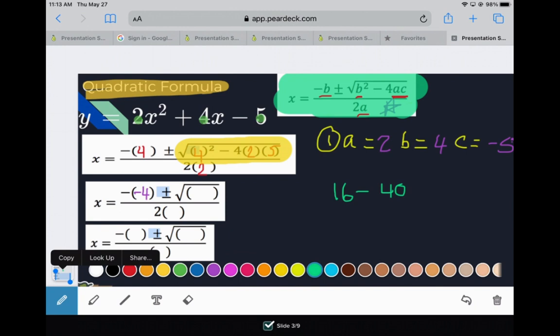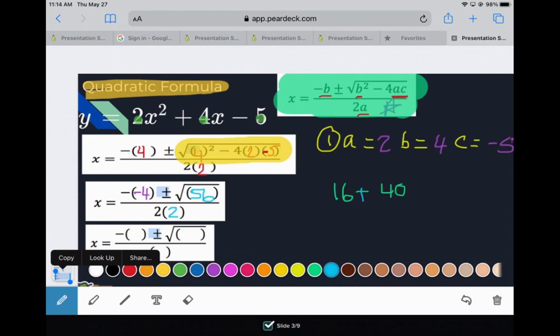I'm sorry, I missed one thing. This should be negative 5. Sorry. So that would be plus 40, which gives me 56. The next step I would do on the bottom is 2 times 2, but I don't do that yet. In the future, if you recognize a problem, you can skip a few steps. Some of you should be able to do it, but for now I'm just going to do it one by one. I'm just simplifying what's inside the radical.